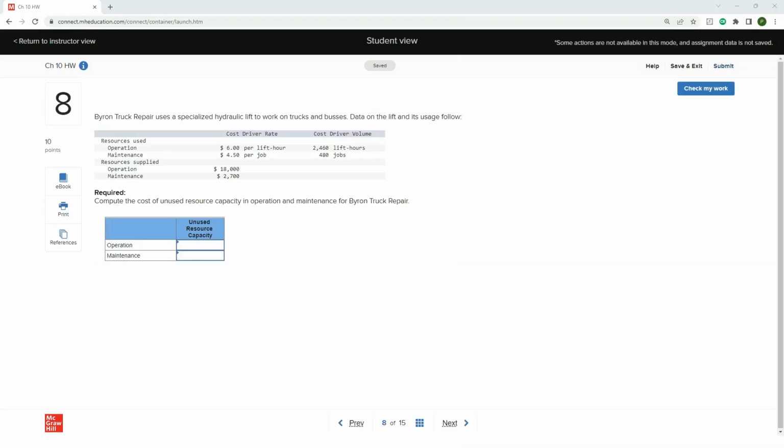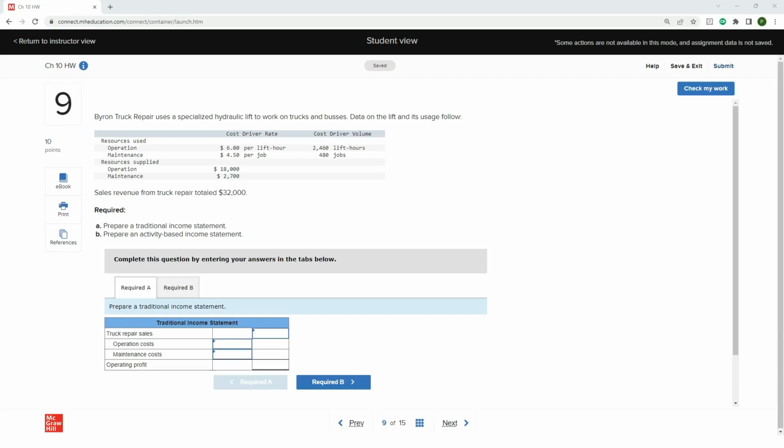Question number 8. I'm going to let you guys do this one. You're just comparing resources used to resources supplied. They give you the figures for resources supplied, and you compare that to resources used by multiplying the cost driver rate by the cost driver volume, and you find the difference between the two, and that's going to be your unused resource capacity. That's going to be how you do number 8.